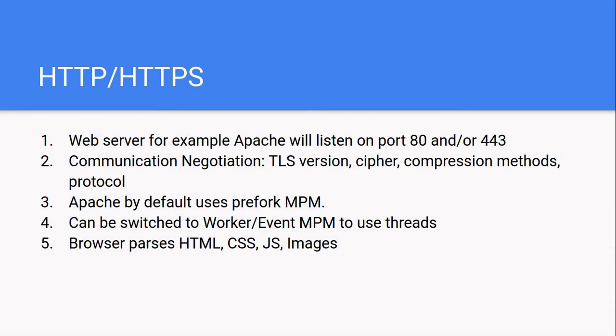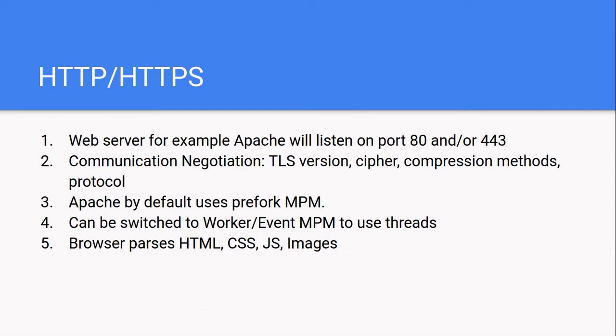The next part is HTTP or HTTPS. Now these are application layer protocols. Once the three-way handshake is established, the communication will begin. Generally for HTTP traffic, the web server listens on port 80, and for HTTPS traffic, the web server will listen on port 443. These are standard ports. And let's assume that the web server is running on Apache. Apache is a web server.